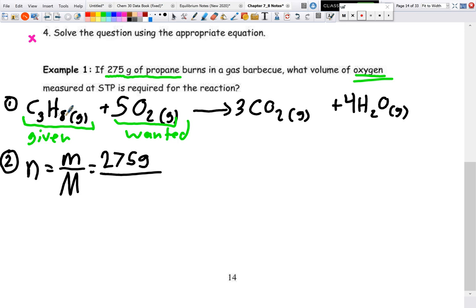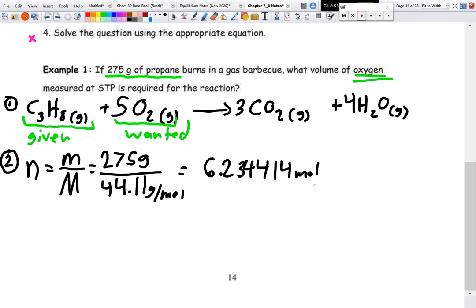We have 3 carbons and 8 hydrogens. When we add all those together, we get 44.11 grams per mole, and this leaves us with 6.234414 moles of propane.